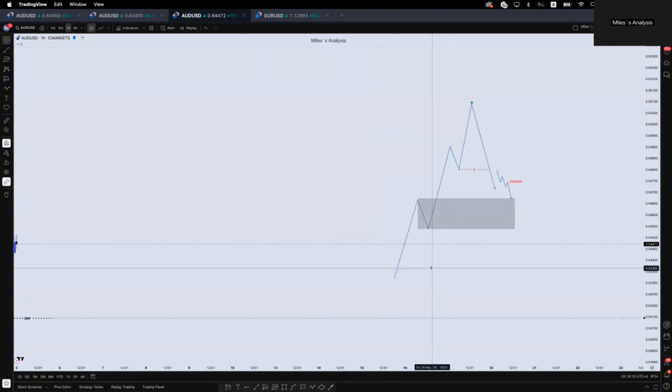And after it's broken, I have to wait for price to create an inducement again, like this. Then I can start looking for buy trades from this order flow or this inducement.